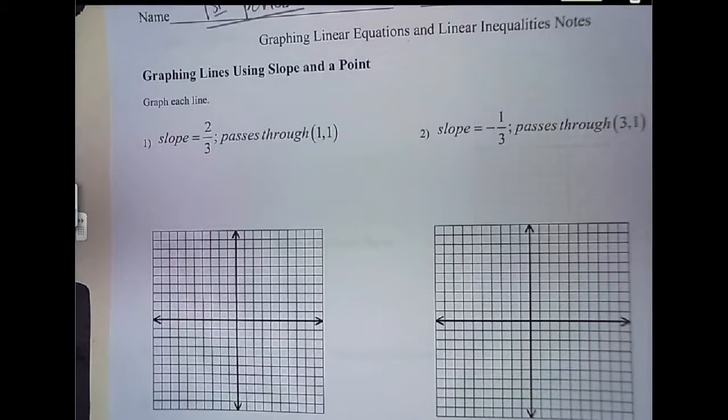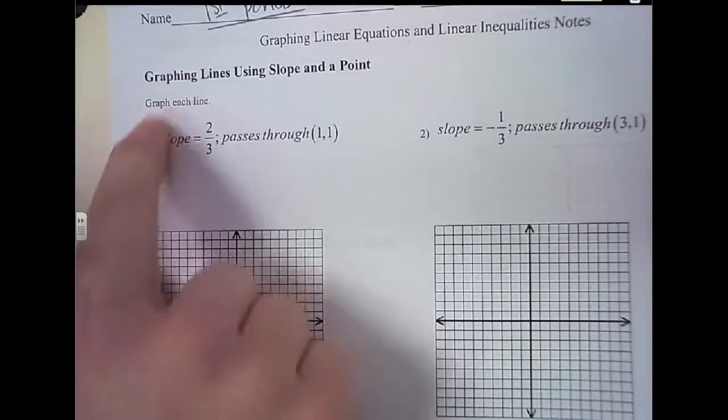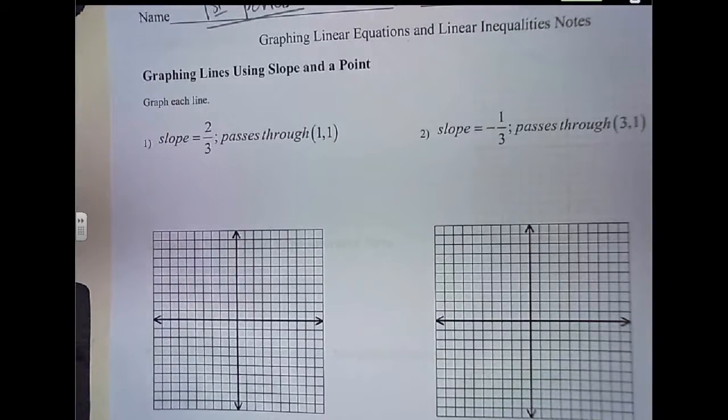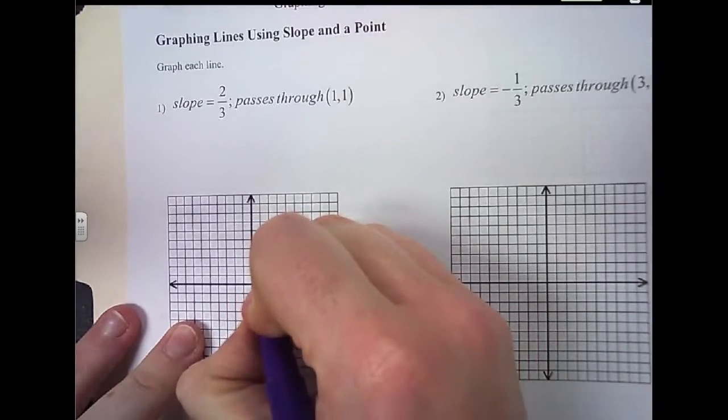Okay, so on number 1, we're just graphing. They give you a slope, and it says passes through 1, 1. So what do you think we're going to do first? Put the point at 1, 1. So at 1, 1, I'm going to draw the point.